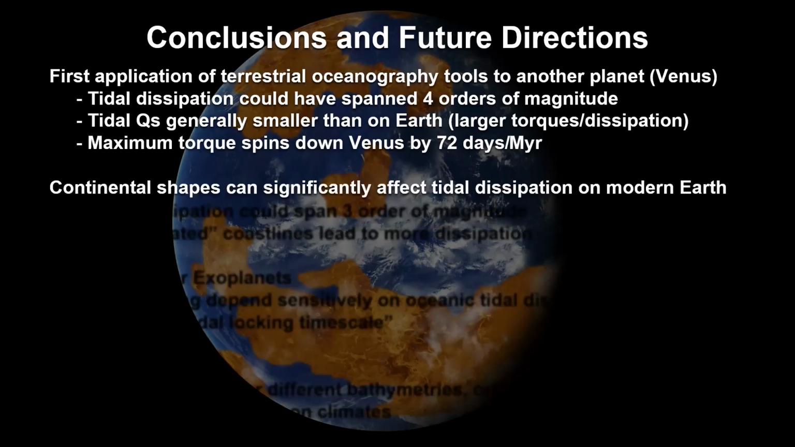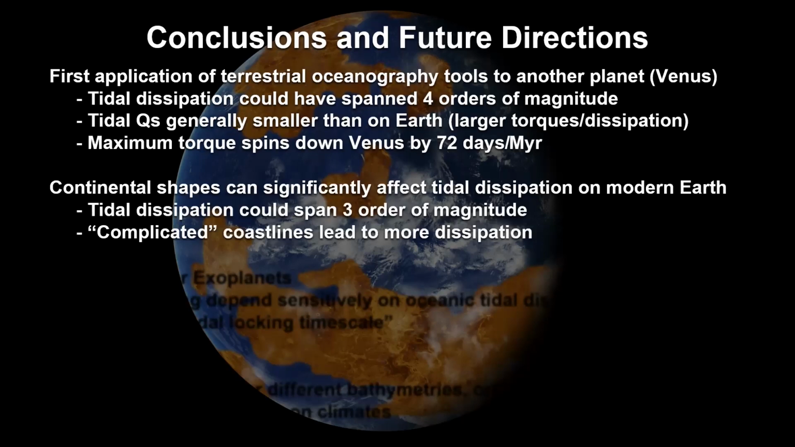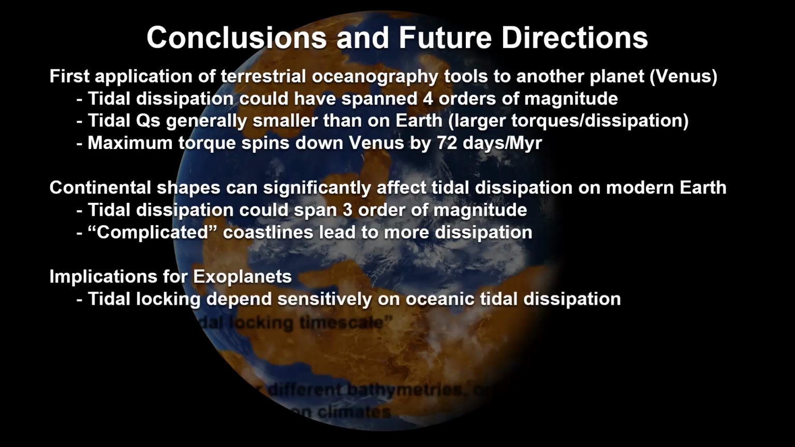We also looked at changing the Earth's properties, looking at a wide range of these continental shapes. Again, we found this huge range of possibilities in terms of how an ocean responds to tides. Of course, we want to think about exoplanets here. That's where we ultimately want to go with this. The implications are that tidal locking timescales depend very sensitively on how the ocean actually behaves and how it responds to the tides.